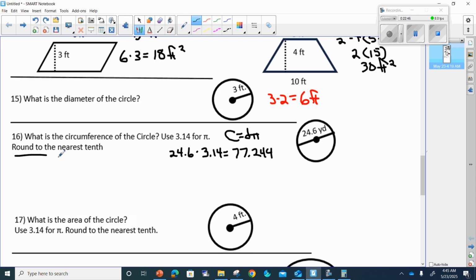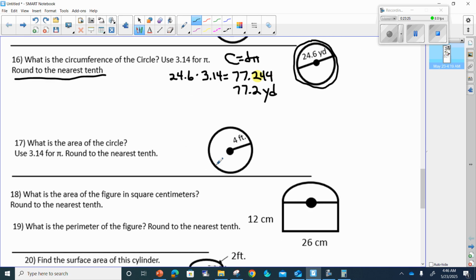Remember, this says round to the nearest tenth. The tenth column is here. So we have to decide whether to round up. None of these numbers are bigger than 5. And since this number right here is not bigger than 5, we keep this number the same. So my answer is 77.2. And since we're talking circumference, and circumference is how far it is around a circle, it's 77.2 yards.